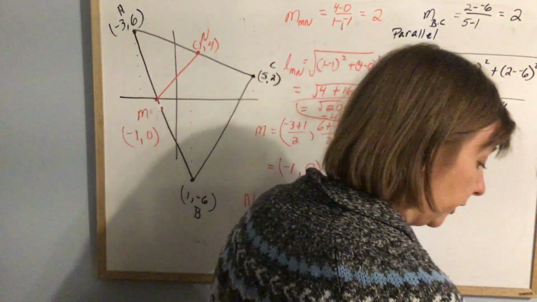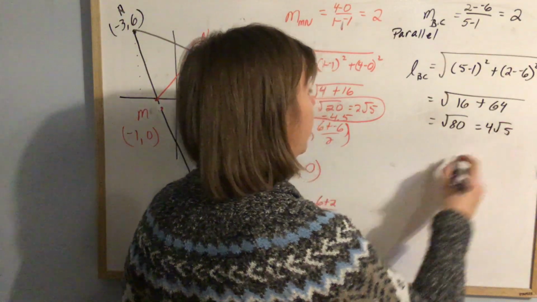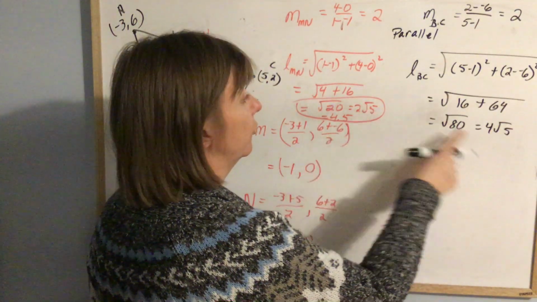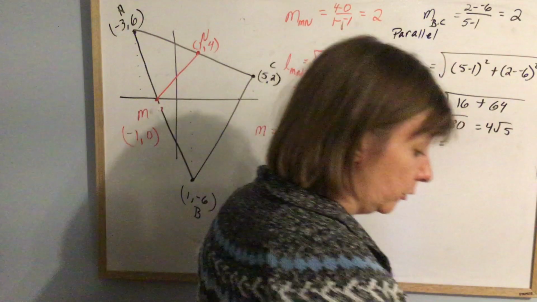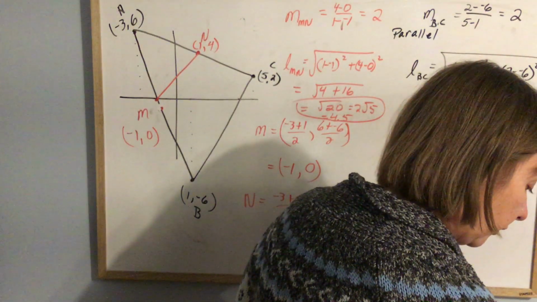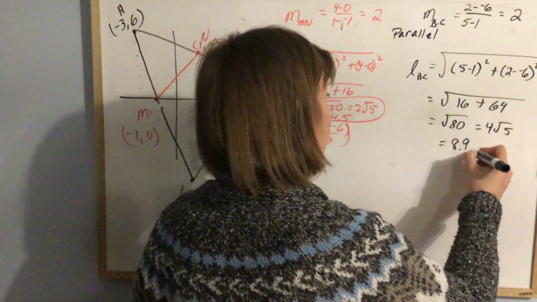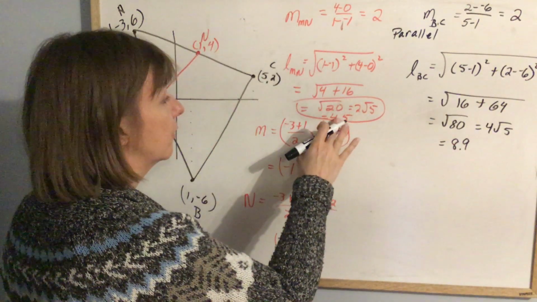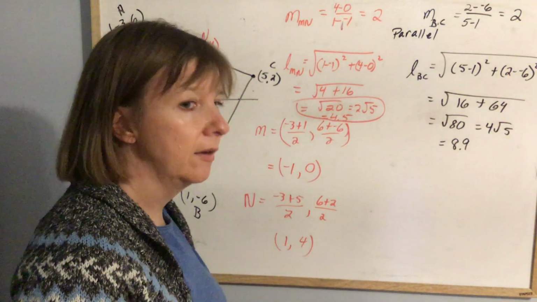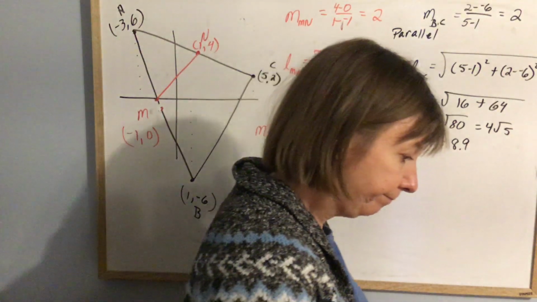The square root of 80 actually breaks down to 4 root 5, which is 2 times bigger. Or if you like it better as a decimal, square root of 80 is 8.9, which is close enough to 9. So 4.5 and 9. One is 2 times bigger than the other.